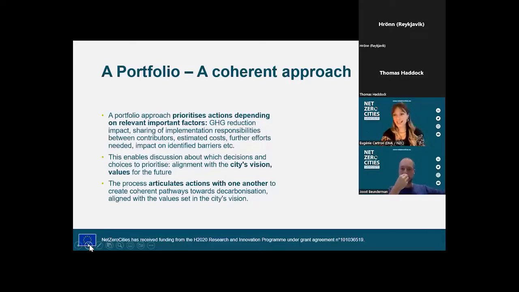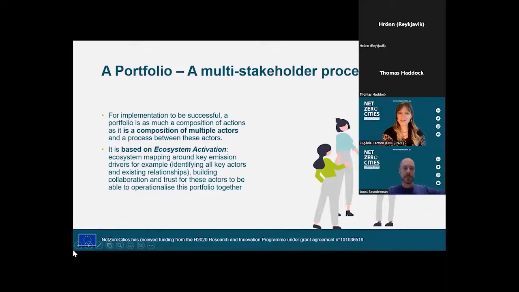And I think we've got a last headline before I hand over to the speakers on the next slide, which is what Joost was already mentioning, the idea that a portfolio is a multi-stakeholder process. It's difficult to implement a portfolio, let alone come up with one, if you're not working with a composition of actors. We know that city councils and municipalities do not always own all of the parts of the system which need to be changed. And we know that you need to work with other actors.